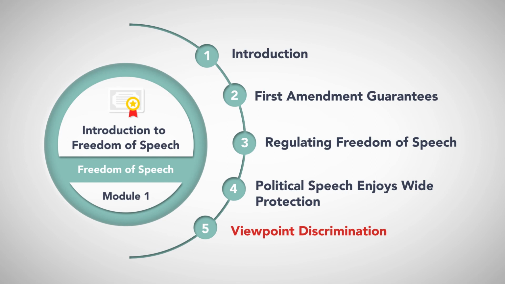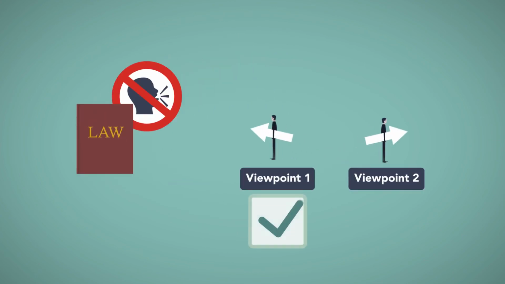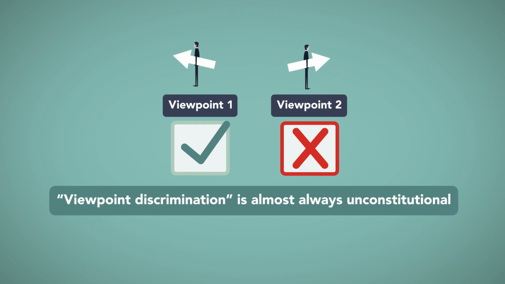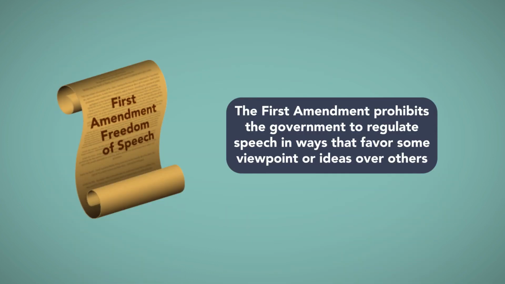Viewpoint discrimination. Sometimes a law regulates speech to the point that it favors one point of view or opinion over another. Viewpoint discrimination is almost always unconstitutional. The First Amendment prohibits the government from regulating speech in ways that favor some viewpoints or ideas over others.